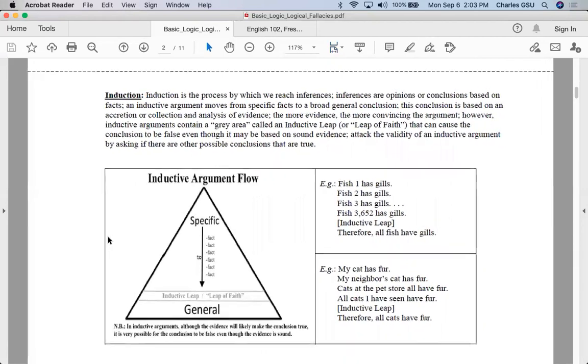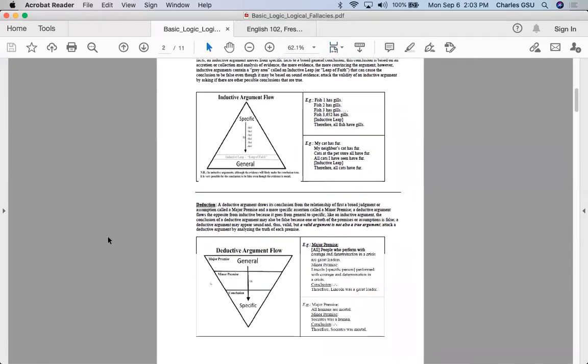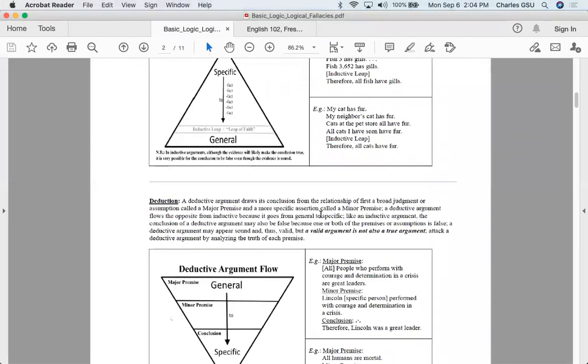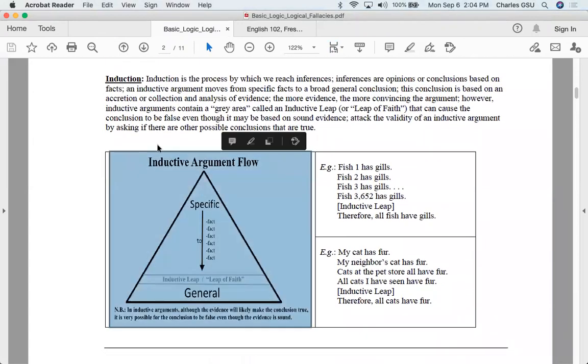There are two fundamental basic types of argument in human discourse. I'll just zoom out so you can see both on one page. Up here at the top, this arrow, is the inductive argument that goes from specific to general. And then at the bottom of page 2 of this handout is the deductive argument that is just the opposite, and therefore the triangle is turned upside down, going from general to specific. We use these types of arguments all of the time, especially this inductive argument.